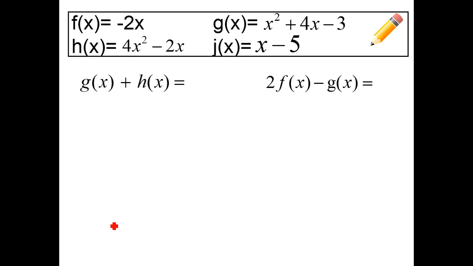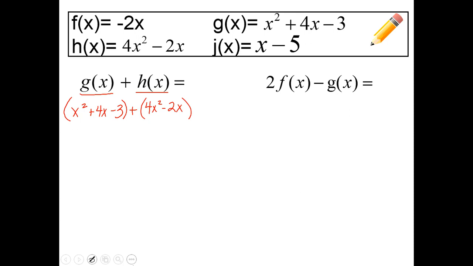Now remember, those are just their names, and now the math or the whole adding, subtracting part comes in. We're going to actually do something with these functions. So like this first example says, we're going to take the g of x function and add the h of x function to it. So if we write down what the g of x function is in our list up there, it's x squared plus 4x minus 3. That's our whole g of x function, and we are going to add to it the h of x, 4x squared minus 2x. And we need to figure out what this is when we simplify everything.